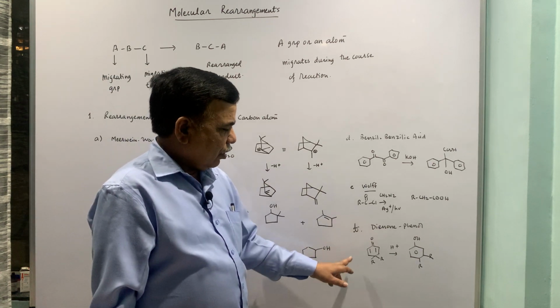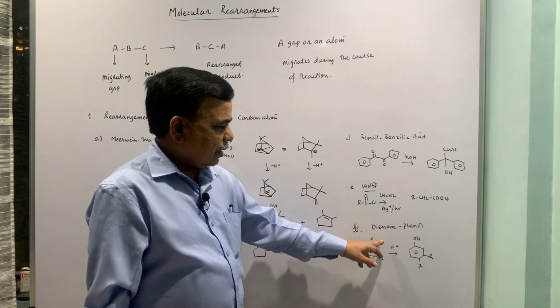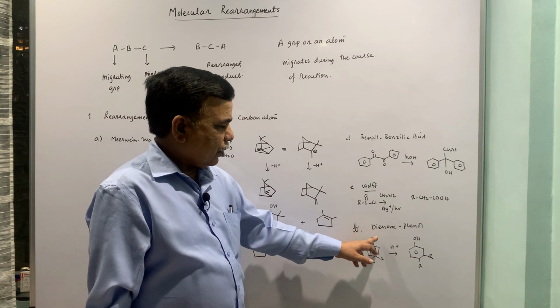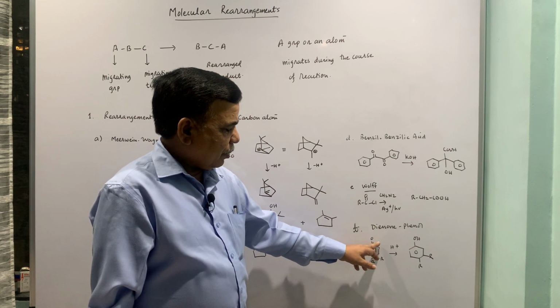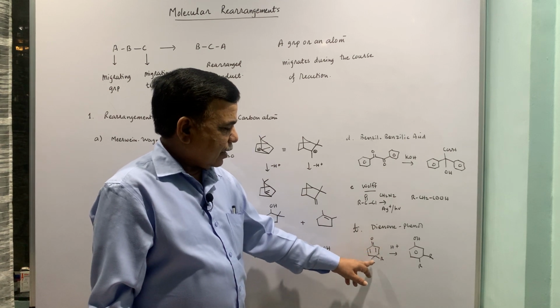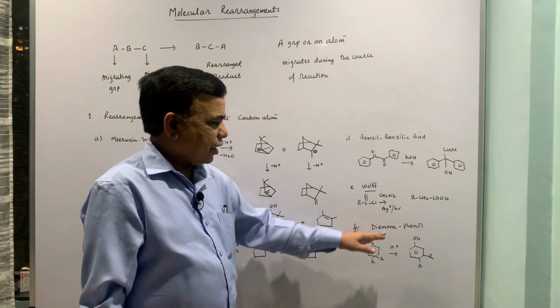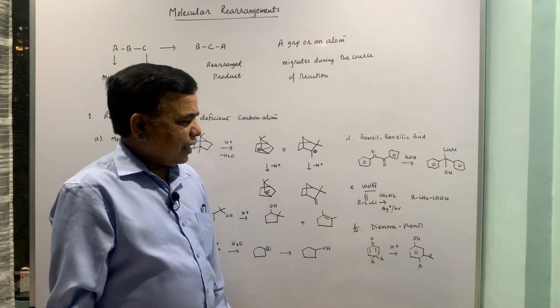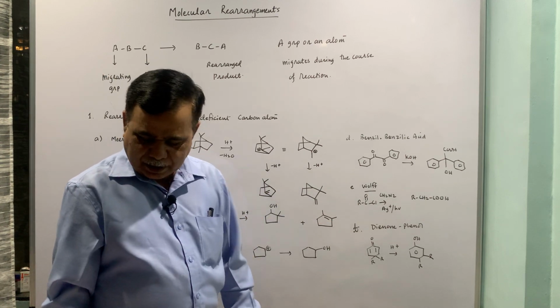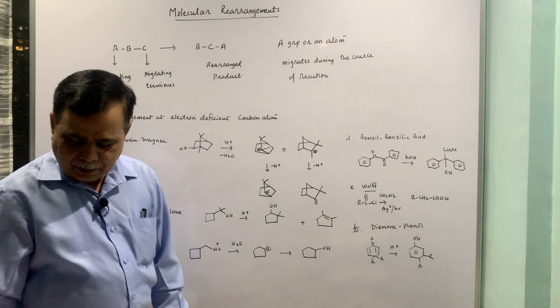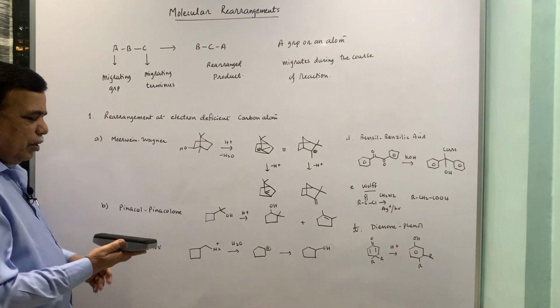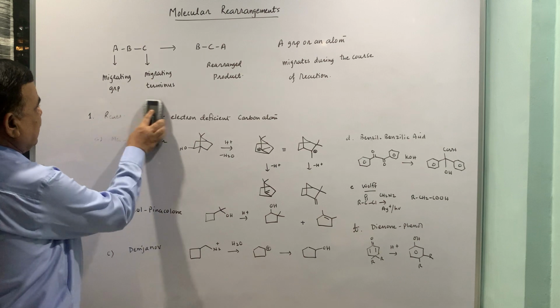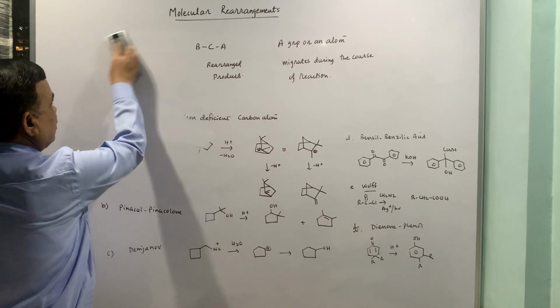Then the dienone phenol, this is dienone and the acid catalyzed. So first of all protonation occurs here, and then subsequently the pi bond migrates, this R migrates, this becomes plus, and loss of proton gives you the rearranged product. So that is dienone phenol rearrangement. Now let us see the mechanism for all these reactions, and if time permits we will write down a few more examples pertaining to these reactions.